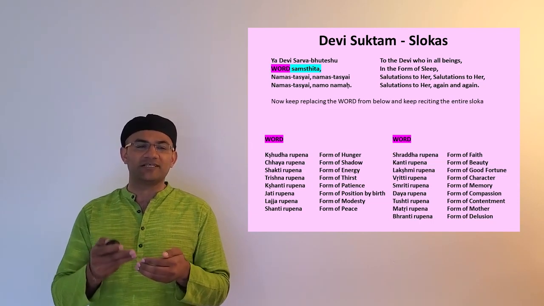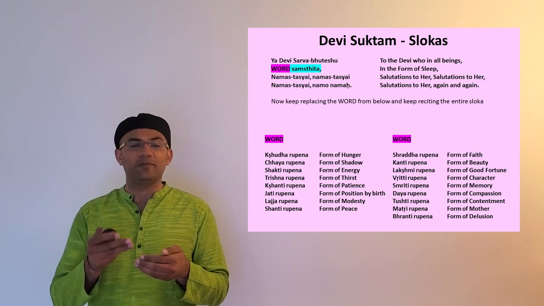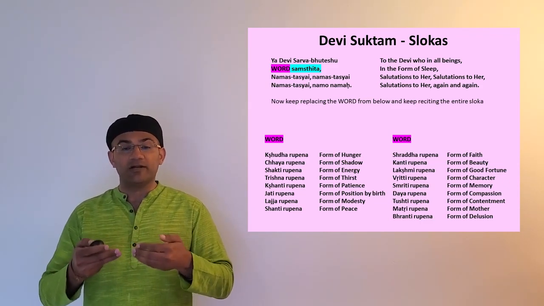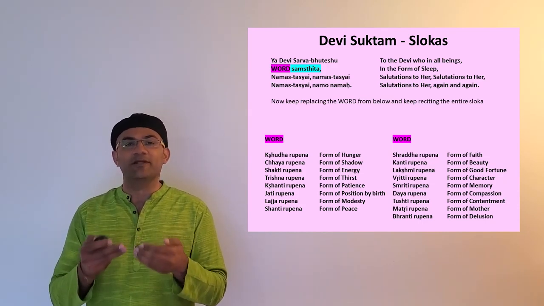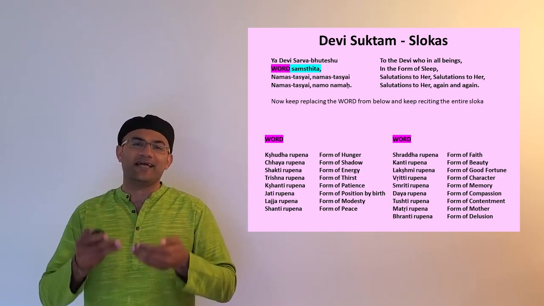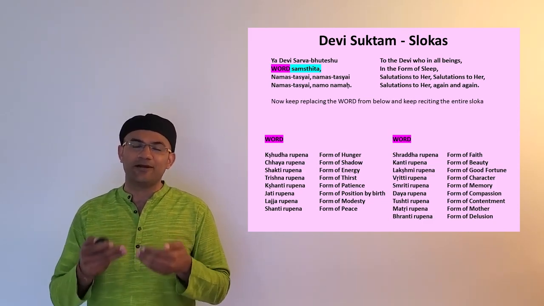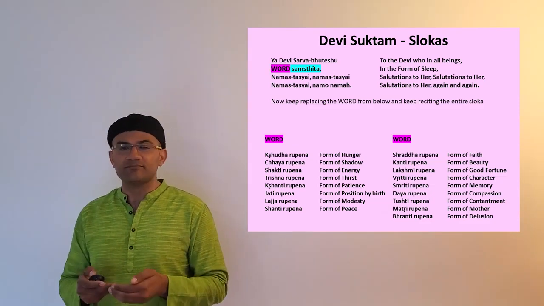So Kshudha Rupena, Chhaya Rupena, Shakti Rupena, Trishna Rupena, Shanti Rupena, Jati Rupena, Lajja Rupena, all these different forms. And what these are, different forms of the Devi, the mother goddess. So you're invoking that energy. So this is the Devi Suktam, very beautiful, very melodious, to be sung by everyone.